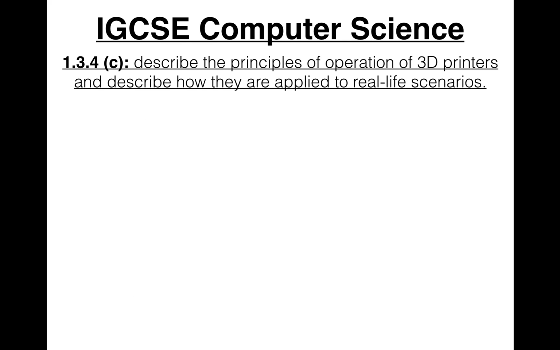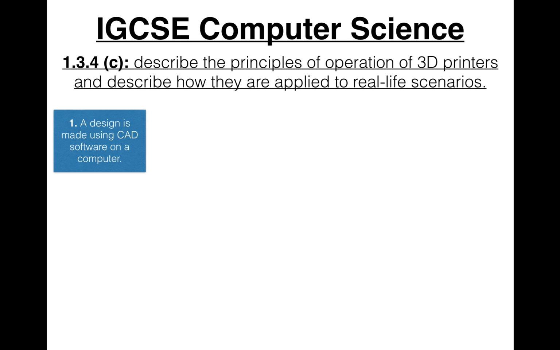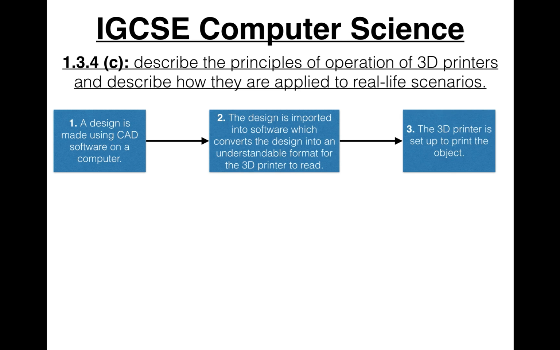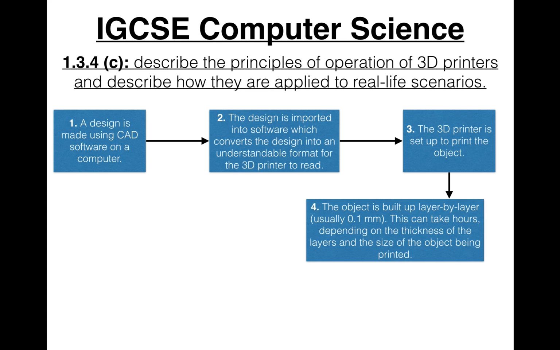Yeah. So here are the steps involved in 3D printing. A design is made using computer-aided design software on a computer. The design is imported into software which converts the design into an understandable format for the 3D printer to read. The 3D printer is set up to print the object. The object is built up layer by layer. The layers are usually 0.1 millimeters. But this step can take hours, of course depending on the thickness of the layers and the size of the object being printed. So if you imagine how slow an inkjet printer is, here's a 3D printer.